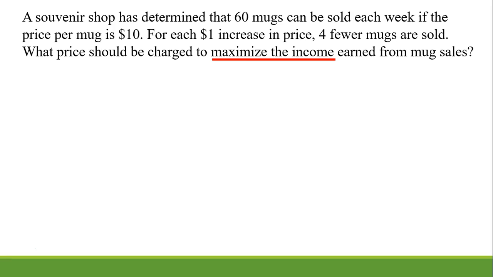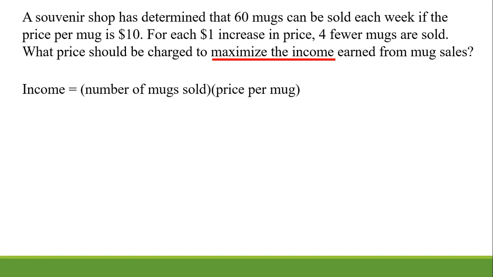Now, the thing we're trying to maximize in this case is the income. So we'll think about how the income is earned. The total income is the number of mugs sold times the price per mug. Currently, 60 mugs are being sold at $10 per mug. So right now the income is 60 times 10, or $600 a week.